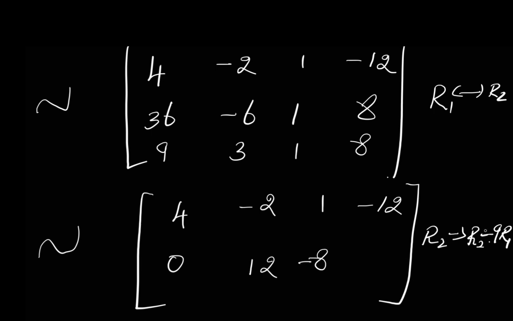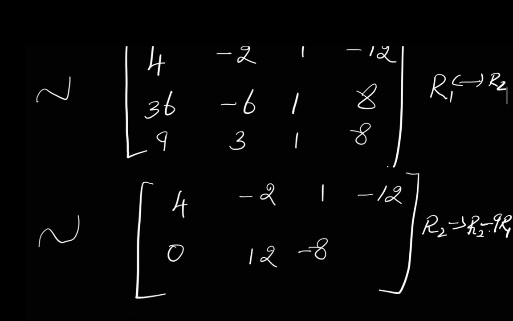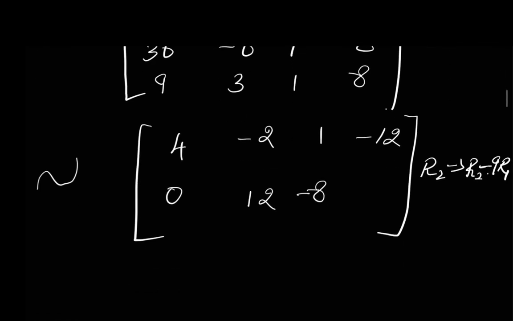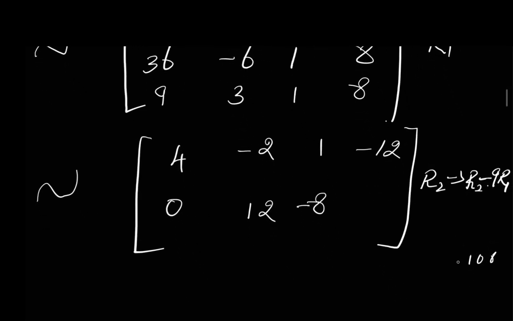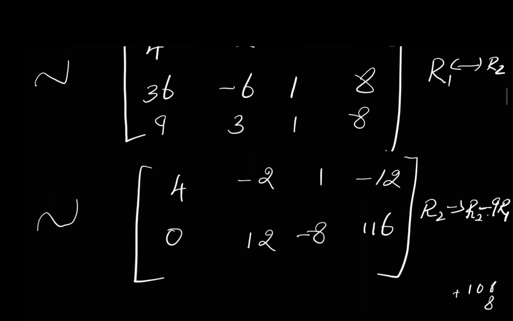And multiply minus into minus, plus. 9 12s are 108, so this is plus 108. We have to add this 8. So 116 you will get.